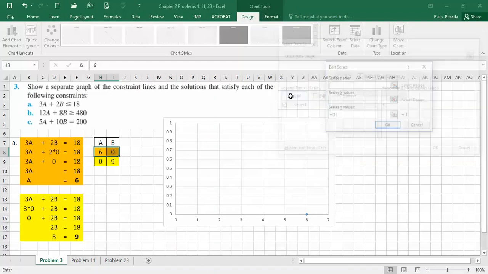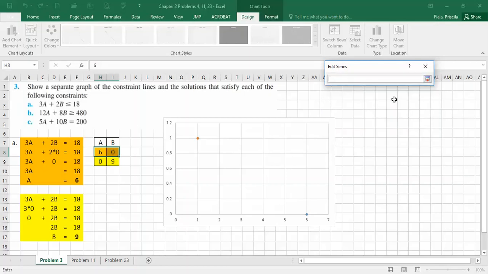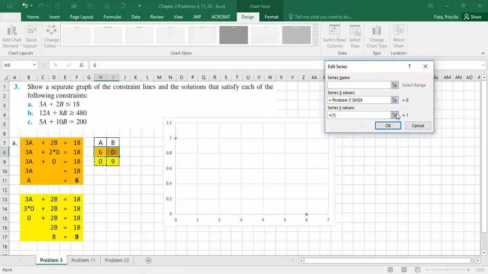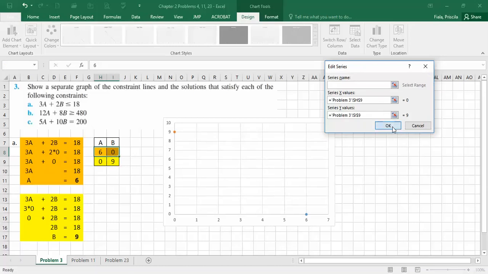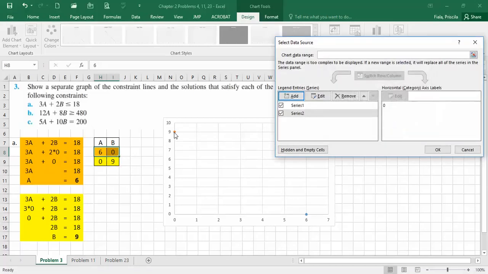Okay. So now I'm going to add a second one where when my A is 0, my B, I just click on this little thing here so I can select my cell. My B is 9 and then do OK. Here you go. Do you see it over there? So now when my A is 0, my B, which is the vertical, is 9 and do OK.